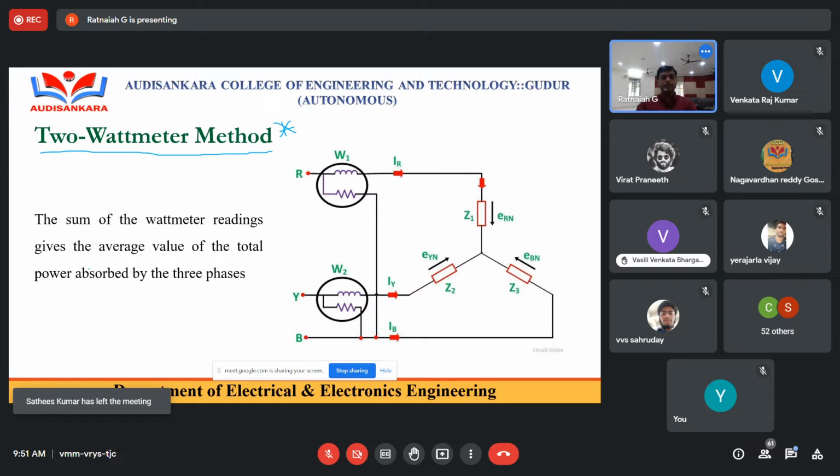Generally, the two-wattmeter method can be applicable for balanced and unbalanced load, so you can use either star connected load or delta connected load. First I will explain star connected load with respect to the derivation and the phasor diagram and all. Later I will go to delta connection.